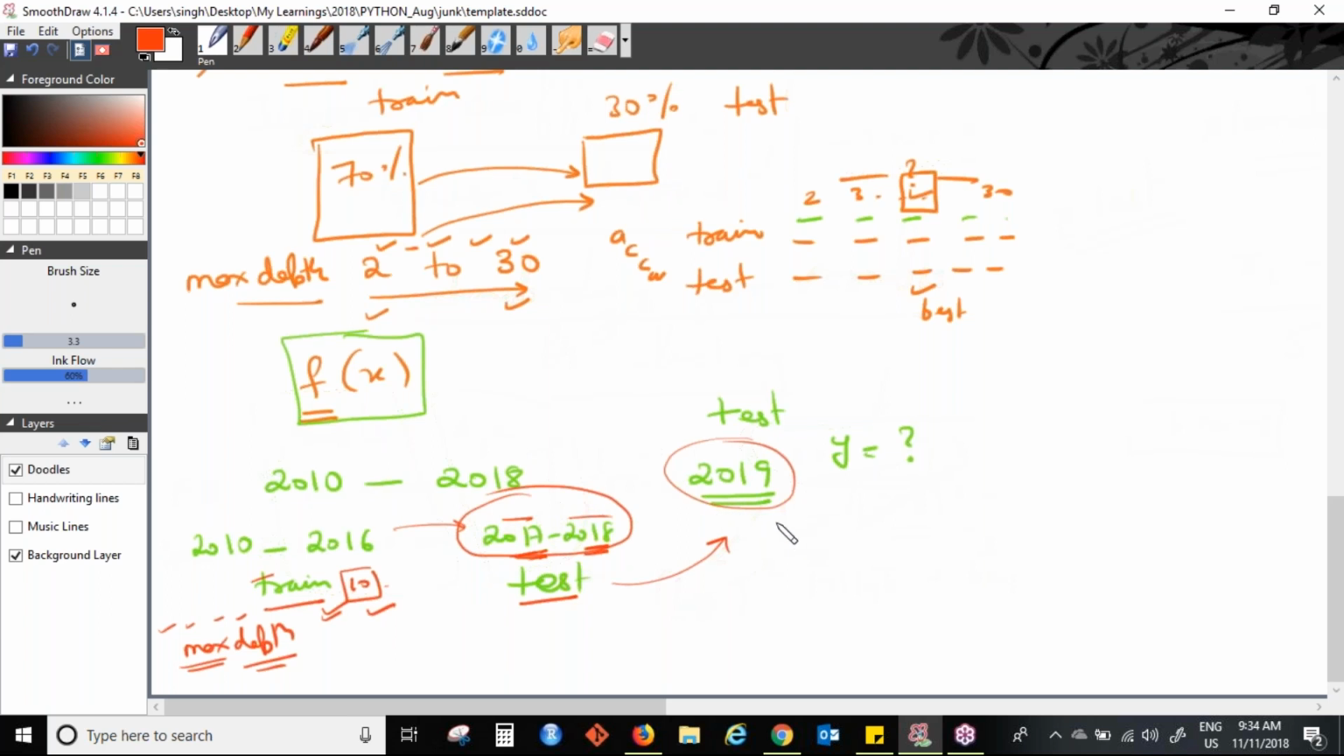Maybe for 2019 it is 15, which is the best value. But since we only looked at 2017 and 2018, we got the value as 10. But in 2019, 15 would have been the best value. We do not know that, right? So this is the flaw if we just take a train test split, because we might have a model which performs well just on the test data. It might not perform well in the future, but just on the current test data or just on the mock test, it might perform well.